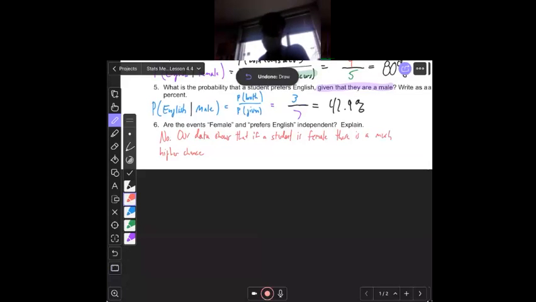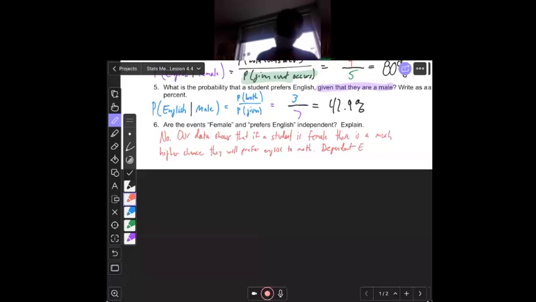So I'm saying our data shows that if a student is female, there's a much higher chance they will prefer English to math. I mean, it's almost double. So these are dependent events. Not independent, they're dependent.